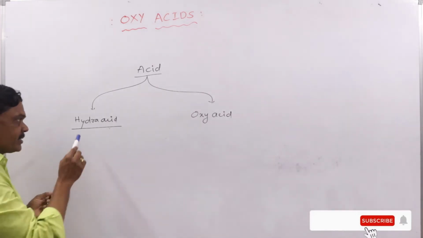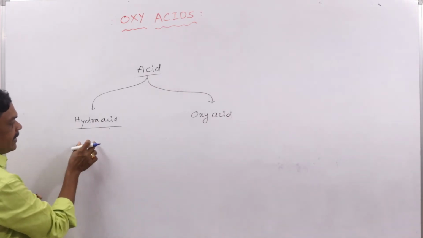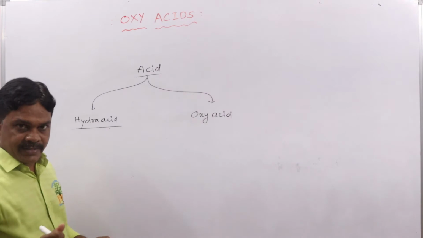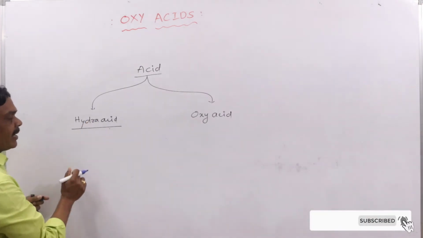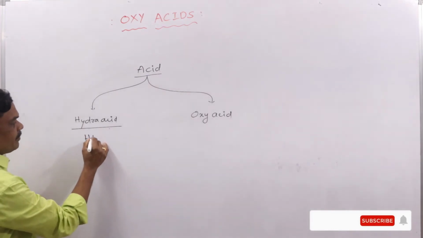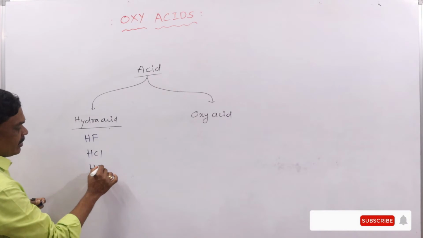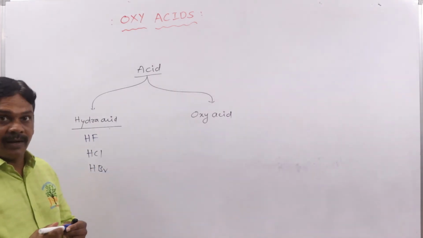So now, hydra acid. What is a hydra acid? An acid which consists of hydrogen only is known as what? Hydra acid. For example, hydrogen fluoride, hydrogen chloride, hydrogen bromide. These are hydra acids.